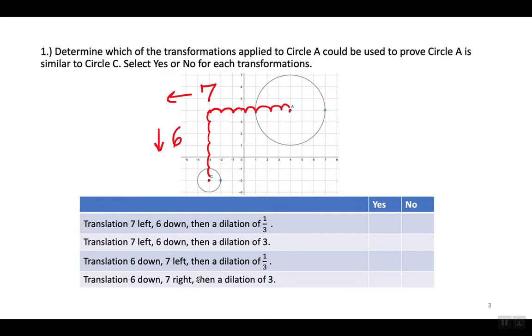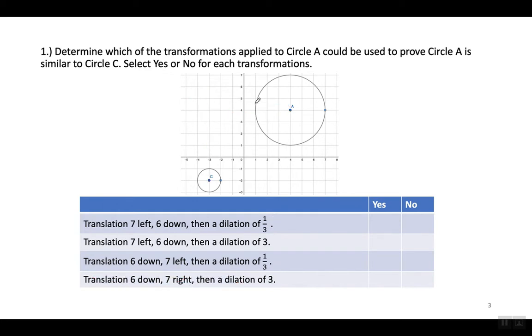If you look at the possible answers, there's only one odd one, which is this one, which is wrong. So I can eliminate that answer because all three of the other answers say 7 left and 6 down, or 6 down and 7 left, which is the same thing. All right, so now we got to check on the dilation.